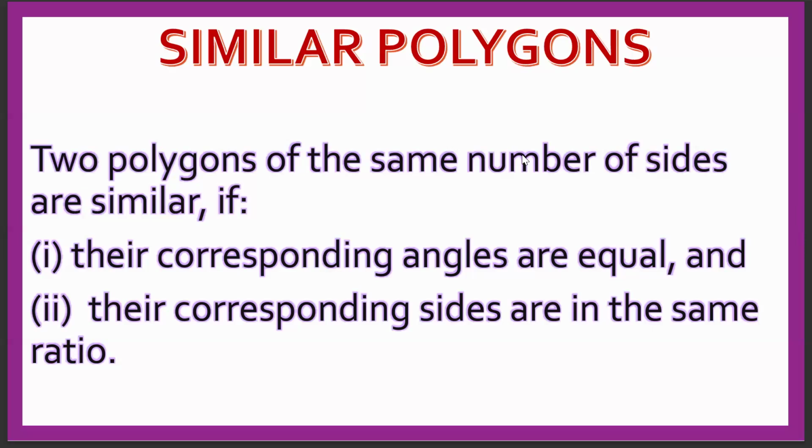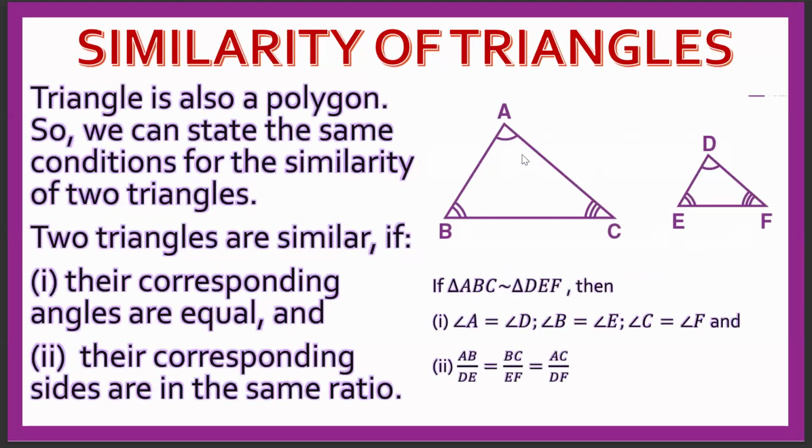So we will use these two properties of similarity in the case of triangles also. Similarity in triangles: the triangle is also a polygon, so we can state the same conditions for the similarity of two triangles. That is, their corresponding angles are equal and their corresponding sides are in the same ratio.